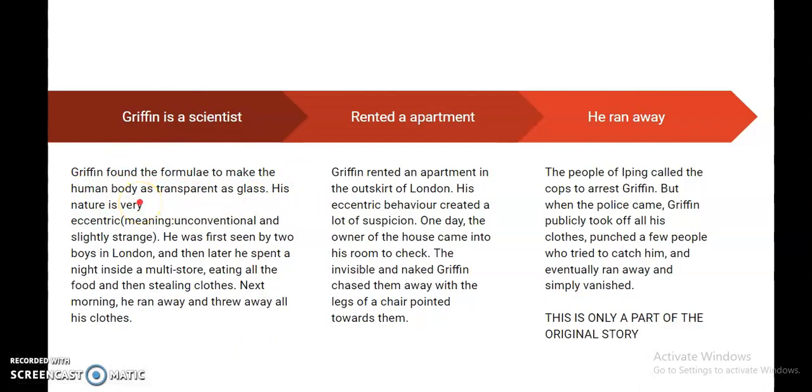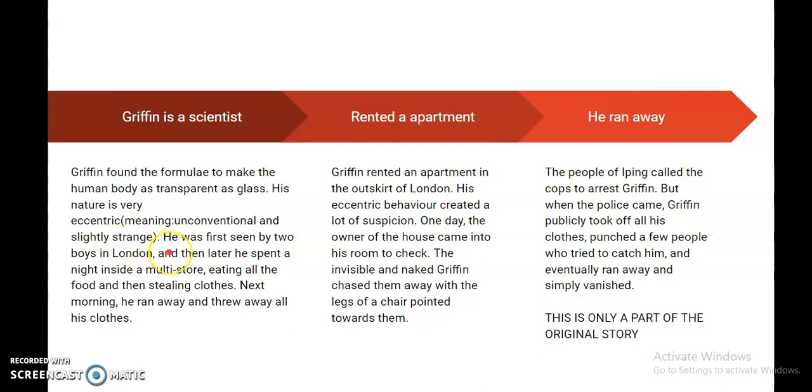Number two, this story is also important because of its nature. Unlike what you could have done if you found the formula to become yourself invisible, Griffin was a bit of a crazy person. He was very eccentric. He did the craziest of things. His nature is very eccentric, meaning unconventional and slightly strange. Because of his strange behavior, he did land into a lot of trouble.